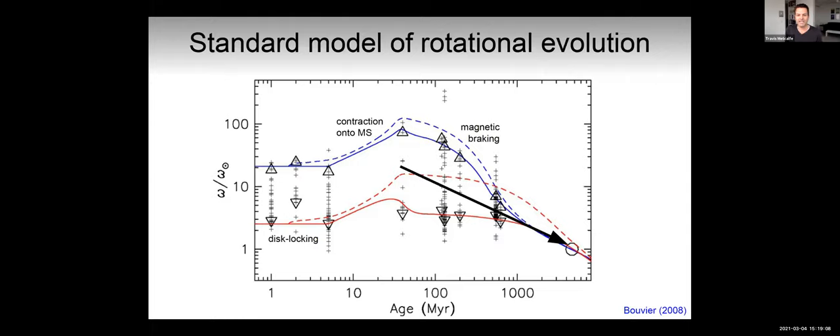As of 2008, we had basically no data between about 1 billion years and the sun's age. And we certainly had no reliable ages, in particular, beyond the age of the sun. So the punchline of this presentation is that somewhere around the middle of stars' main sequence lifetimes, rotation and magnetic activity actually decouple. I'll show you the evidence for that.